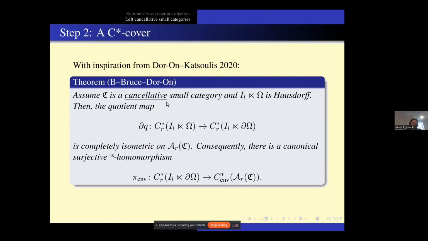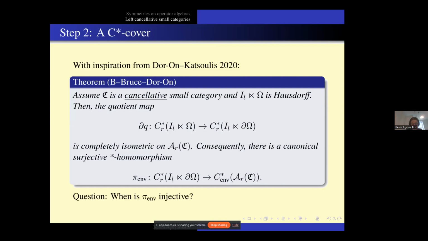And this is, I mean, it's not a serious restriction, but it's an interesting question whether it's necessary. We don't know. At least our proof doesn't work the way we see it now without assuming both left and right cancellation. But the fact that this quotient map behaves nicely with respect to the operator algebra tells you that this thing is a cover. And now by the co-universal property, there's a canonical map that goes into the envelope.